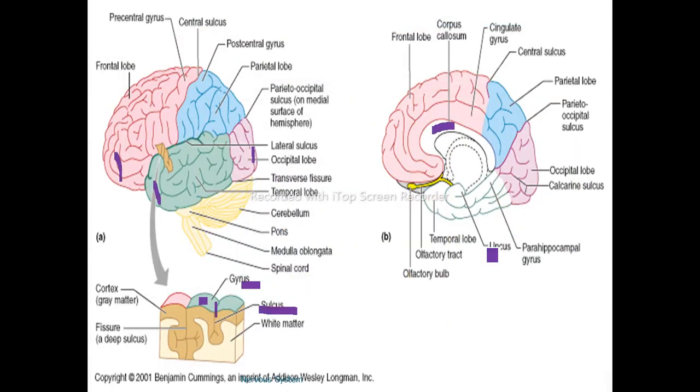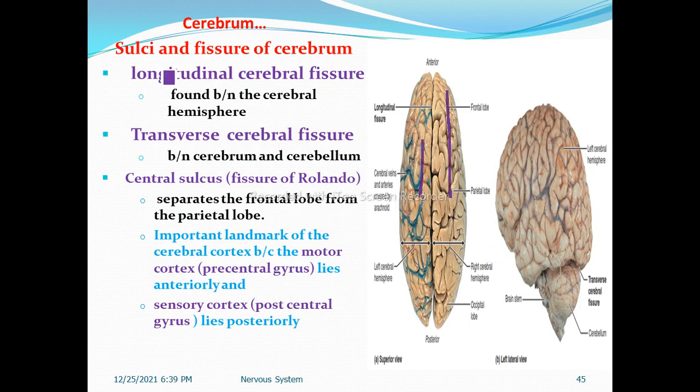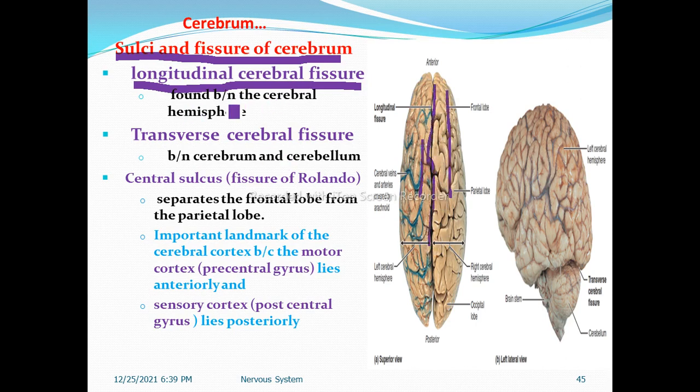Now let us repeat what we have seen here: sulci and fissures of cerebrum. The first one is the longitudinal cerebral fissure. This is the longitudinal cerebral fissure, found between the left and right cerebral hemispheres.